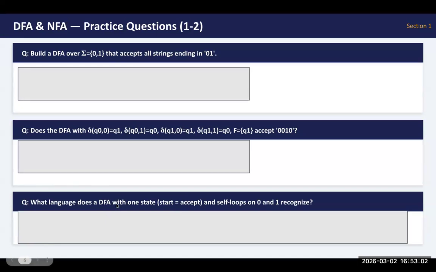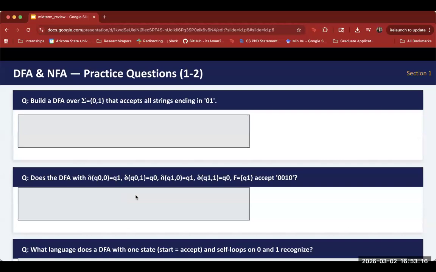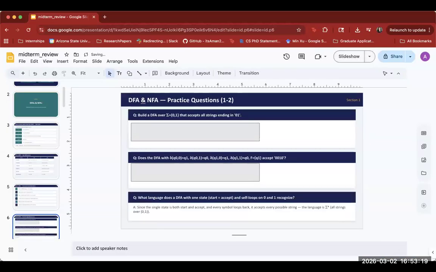And then, what language does a DFA with one state, start equal to accept, and self loops on 0 and 1 recognize? For this question, it would basically be any language. I have the answers here, so we can take that out. Since a single state is both start and accept and every symbol loops back, it accepts every possible string. So the language is all strings over 0 and 1.